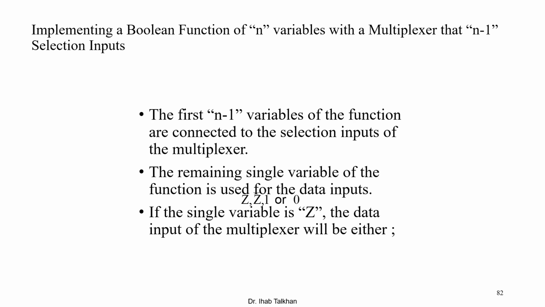This we're going to explain in the next slide with an example. If the single variable is z, the data input of the multiplexer will be either z, z bar, 1, or 0. This is going to be clarified and shown in the next example to understand what is written in this slide.